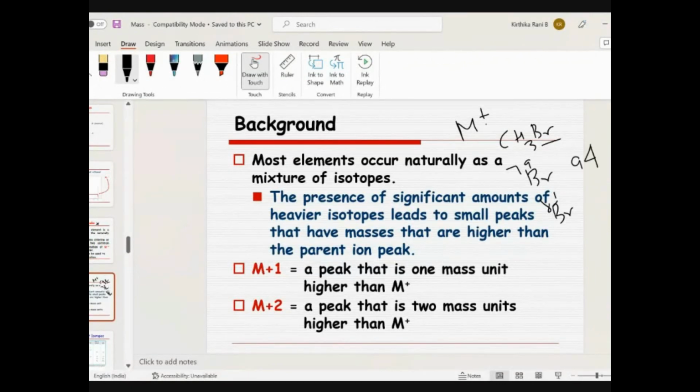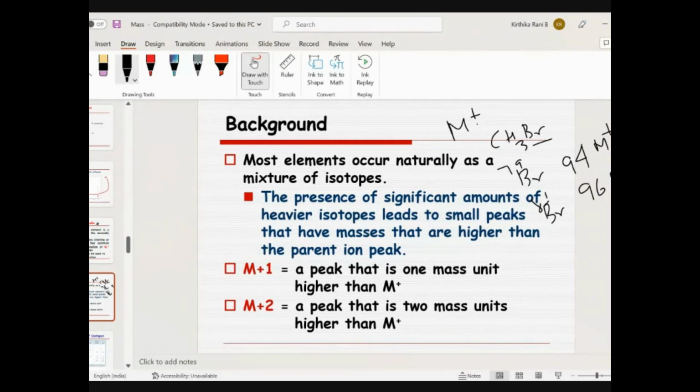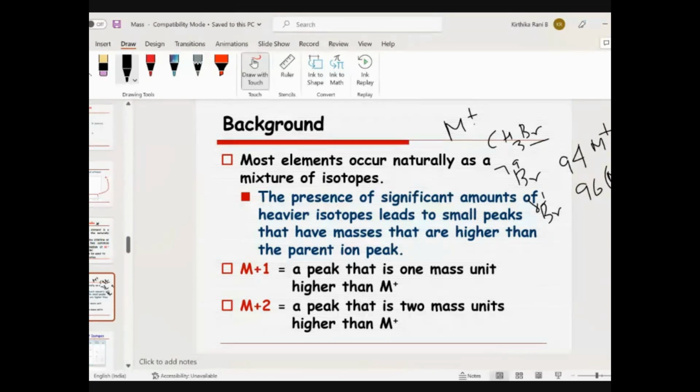94, am I right? 15 plus 79 is 94, and with 81 it will be 96. So I will get a peak at M plus dot at 94, and this is known as the molecular peak. And I will have a peak at M plus 2. This M plus 2 peak is known as the isotopic peak.